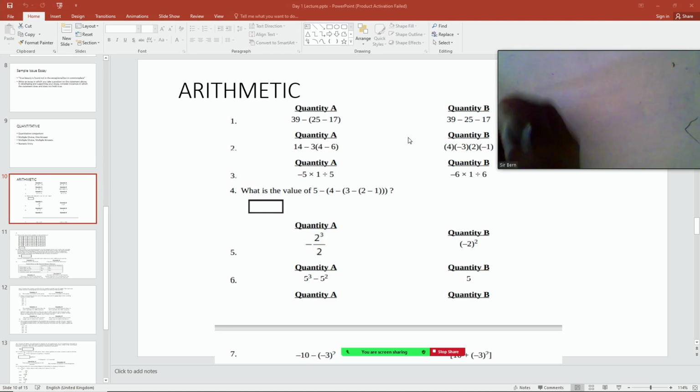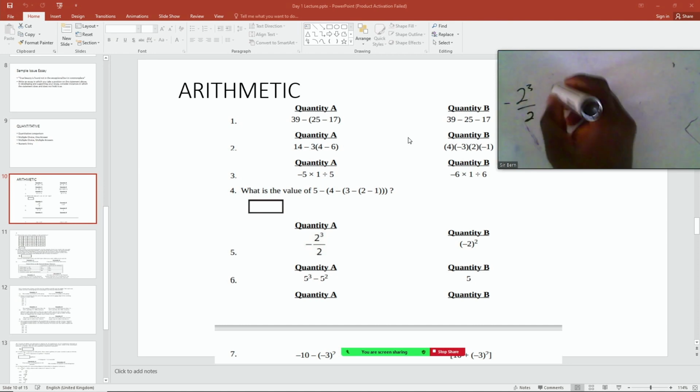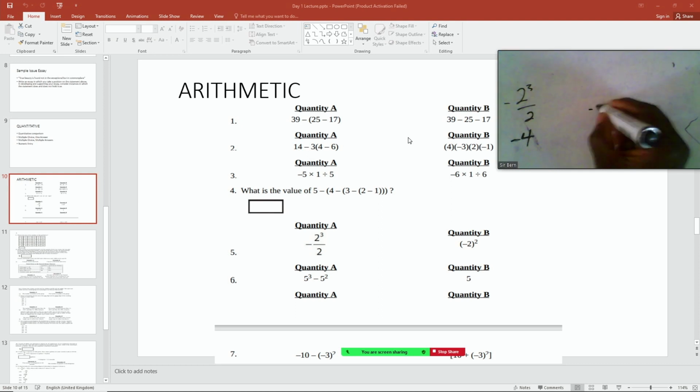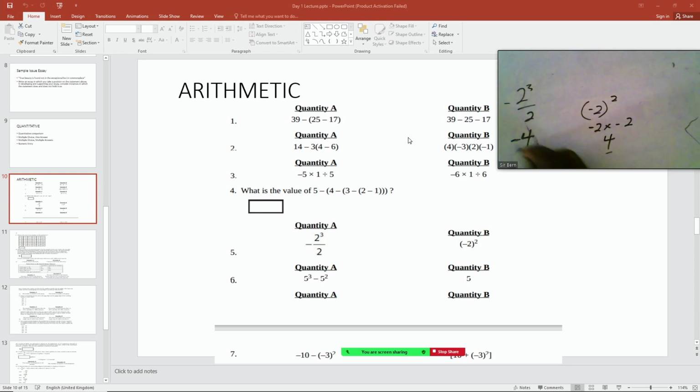With question 5, we have minus 2 to the power 3 divided by 2. Minus 2 to the power 3 gives us minus 8. So minus 8 divided by 2 will give us minus 4. So quantity A is minus 4. And quantity B is minus 2 to the power 2. That is to say minus 2 times minus 2. That will give us 4. So it means 4 is greater than minus 4. So quantity B is greater. Then we can move on to question 6.